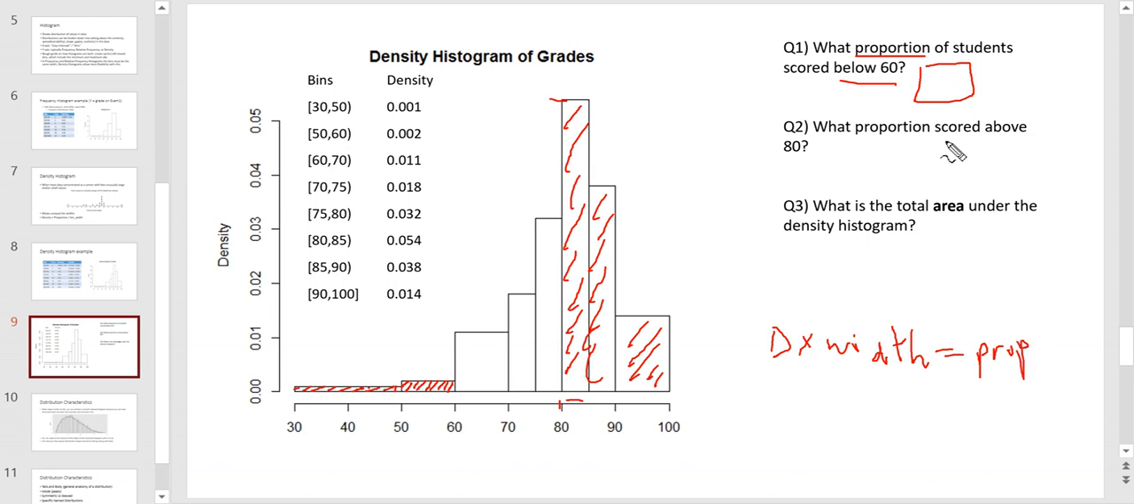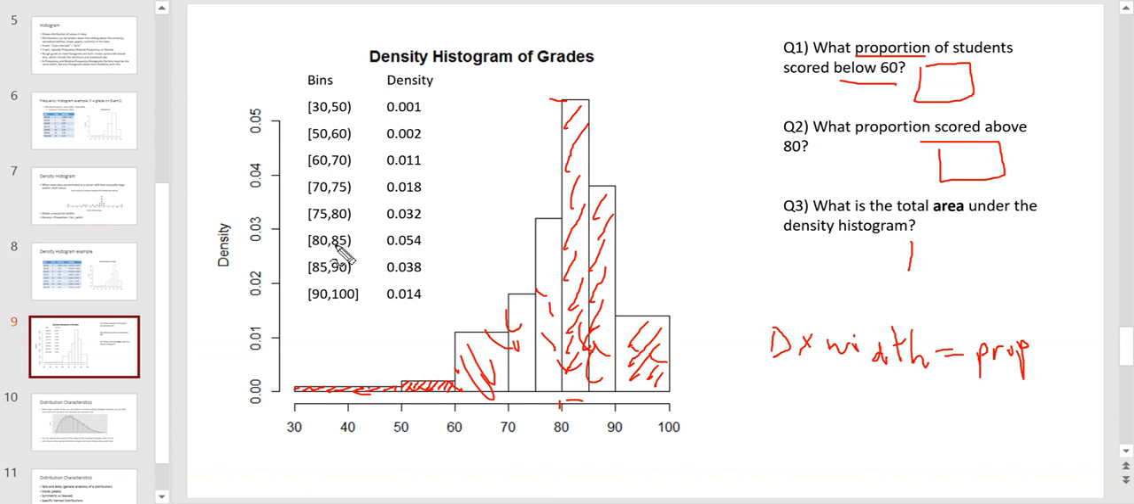Okay, so give these questions a shot. They're definitely doable. And then finally, what's the total area under the density histogram? Well, think about this, right? Total area under a density histogram has to be 100% or 1, okay? Because if you add up this bin to this bin to this bin to this bin to this bin to this, it must equal 1 because all the data must be represented in the histogram, okay? And since area is equal to proportion, the total proportion has to be 100% or 1.